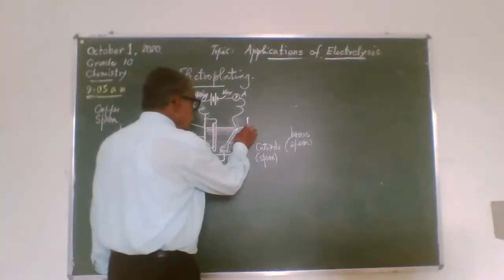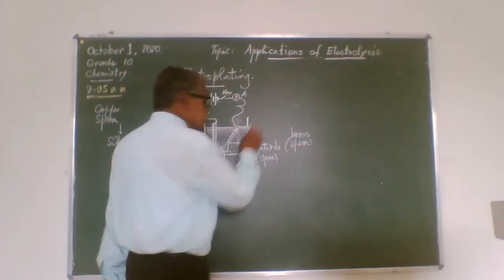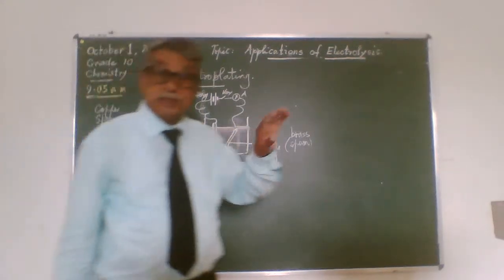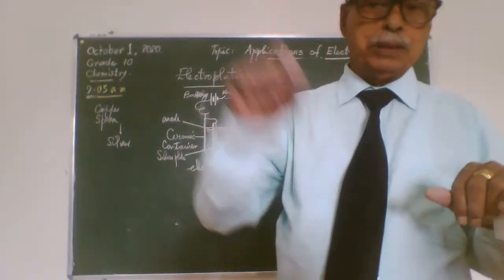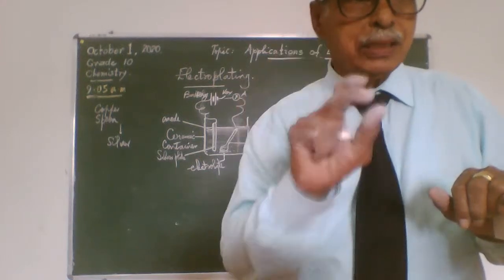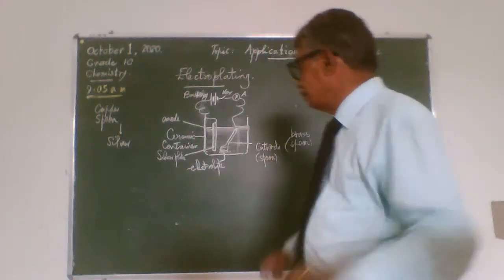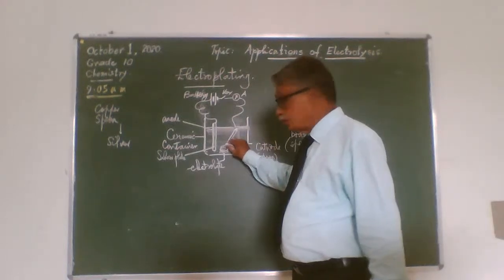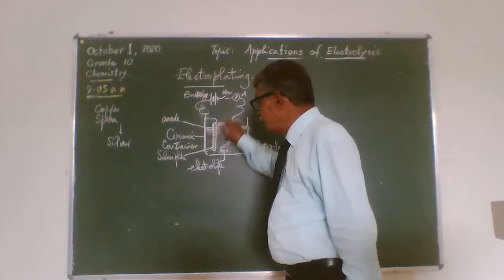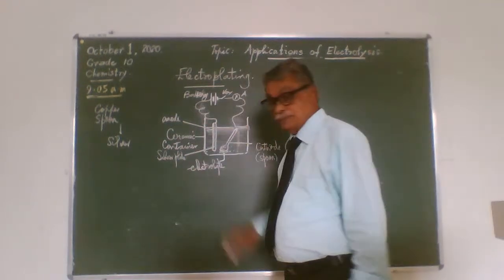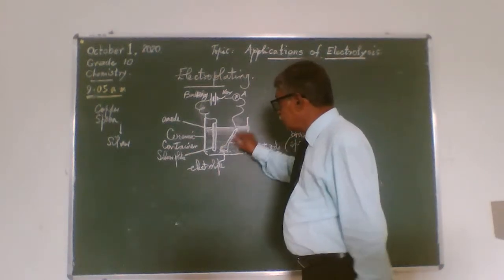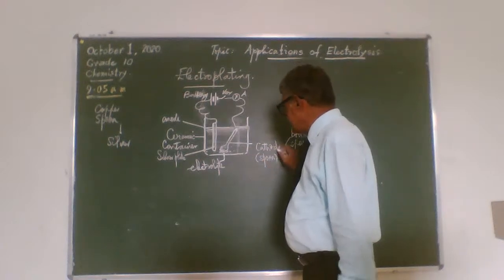The solution used for this purpose usually will be a salt of silver. Whichever metal is to be deposited, the electrolyte should contain a salt of that particular metal. The anode is a silver plate, and the copper spoon or the brass spoon, which is to be plated by silver, is the cathode.